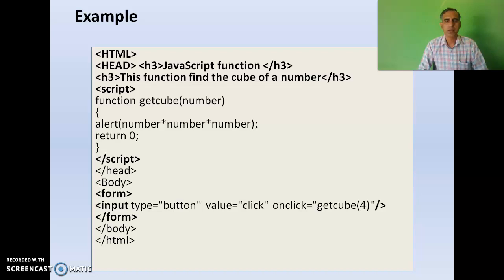The function is called and the cube of the number is displayed with an alert box on the screen. When the function is called, the 4 is transferred to the function. Then after executing the body of the function, the return statement means the control is transferred back to the calling function. In this way, the function can be called multiple times in the program.